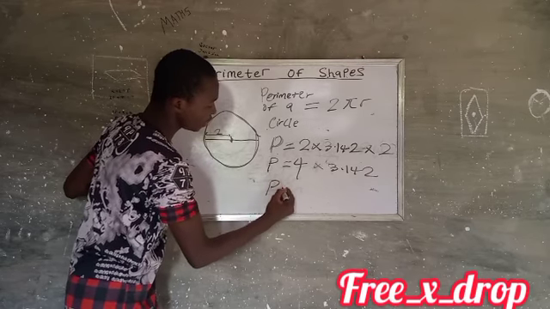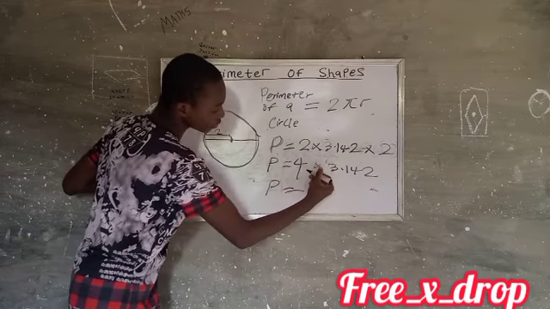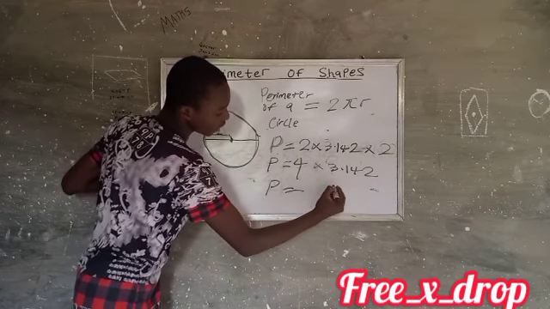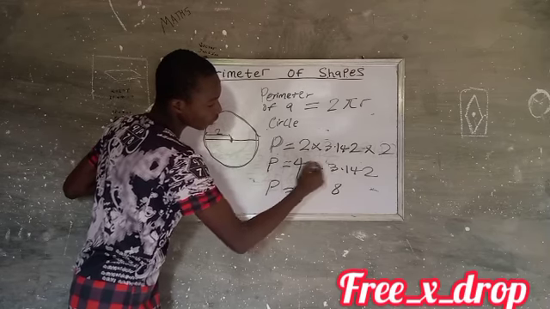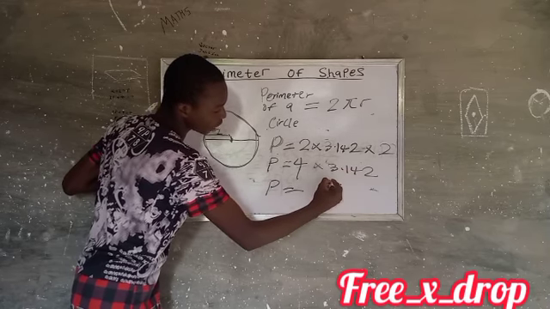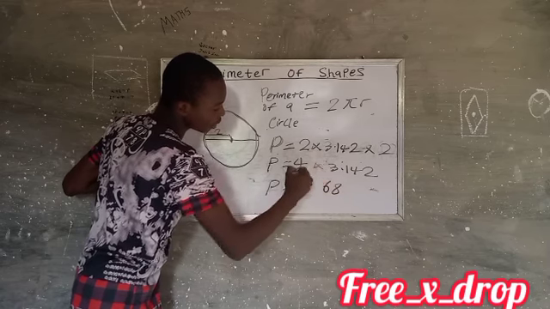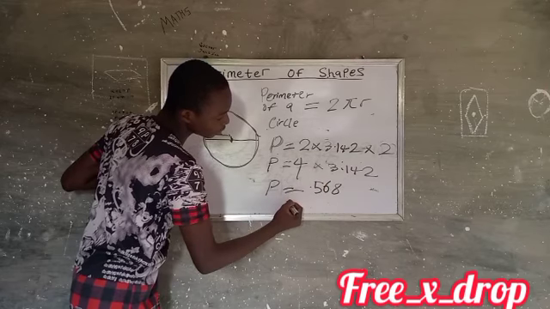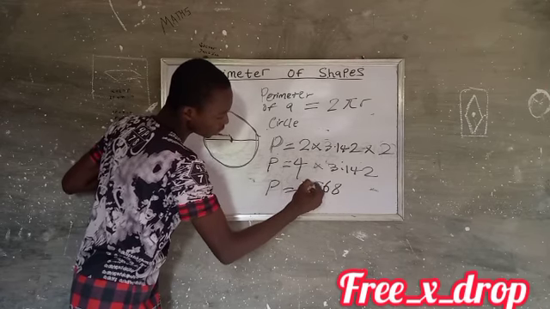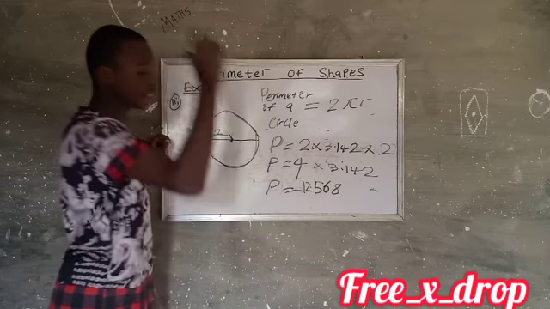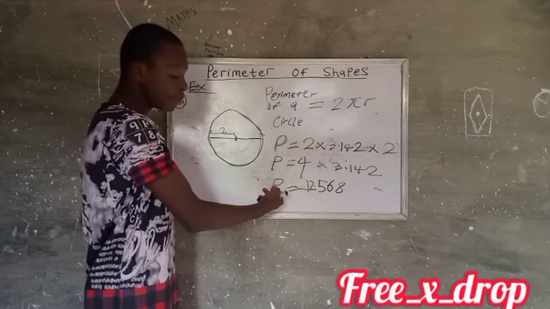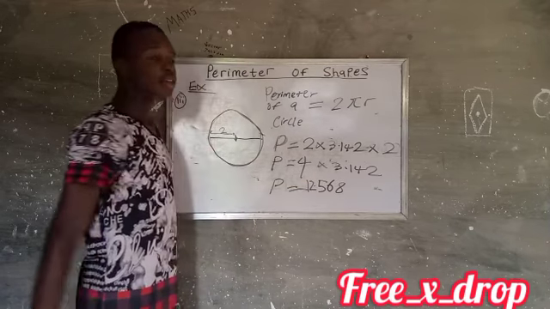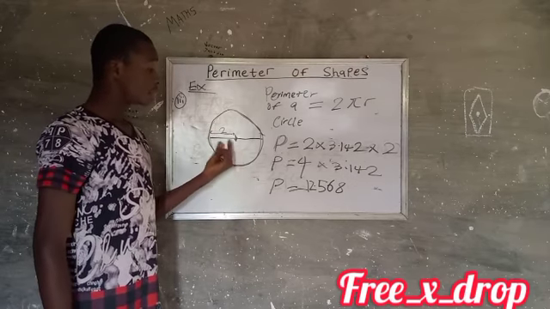And what will it be? P is equal to 4 times 3.142. 4 times 2 is 8. 4 times 4 is 16. You put down 6, you carry 1. 4 times 1 is 4, plus this one is 5. Then you have your point. 4 times 3 is what? 12. So this is 12.568. So our perimeter, which is the P, is equal to 12.568. So that is how we find the perimeter of a circle.